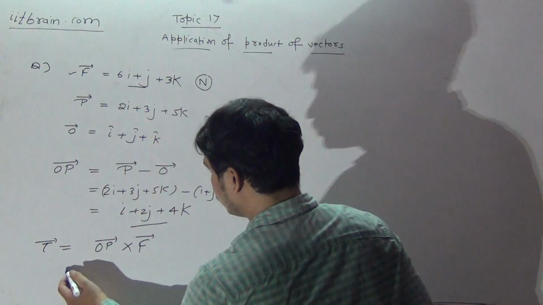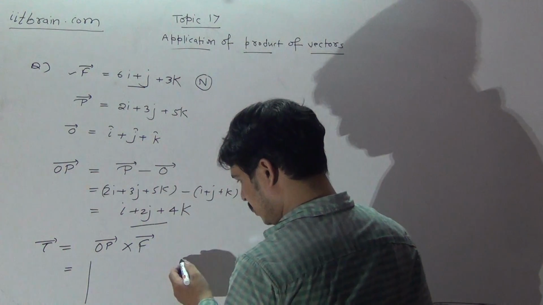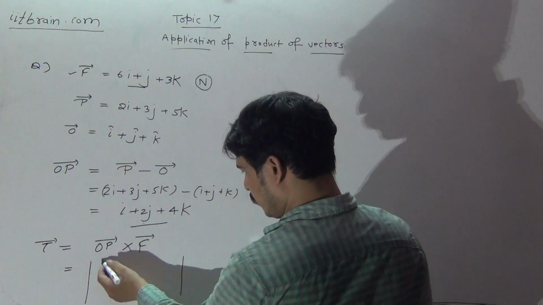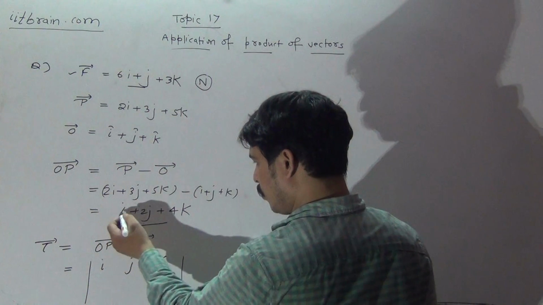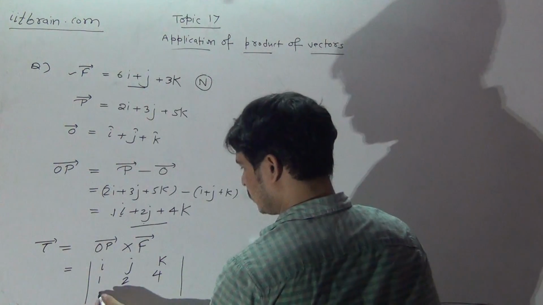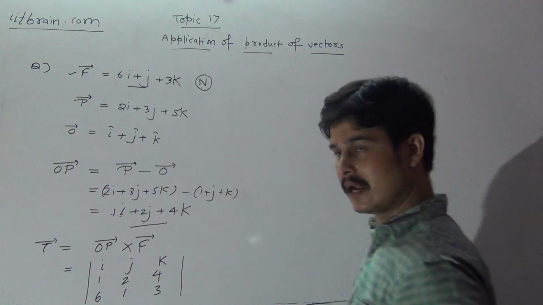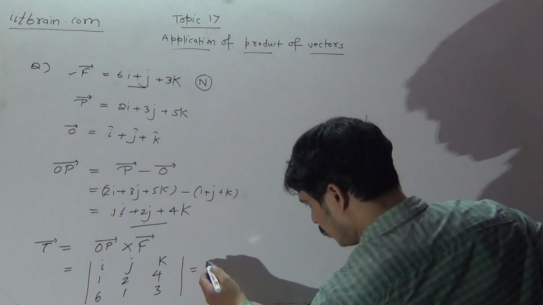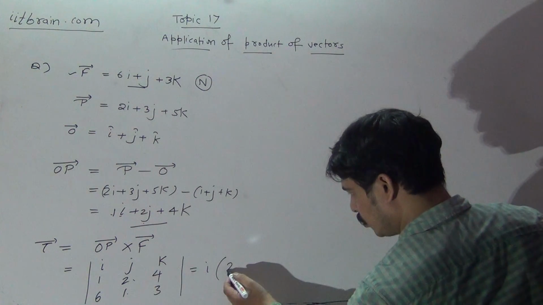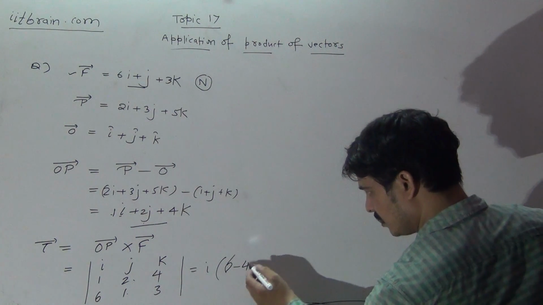Now OP cross F can be obtained by the determinant method. OP vector is this. So take i j k in the first line, 1, 2 and 4. These are the coefficients of OP. F coefficients are 6, 1 and 3. And now solve this. And you know how to solve this. i: 2 3 is 6, 4 1 is 4, 6 minus 4 is 2.